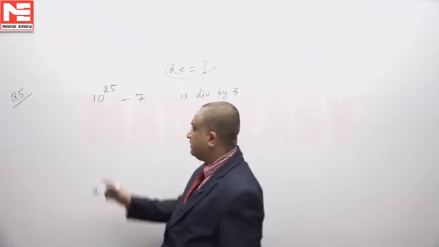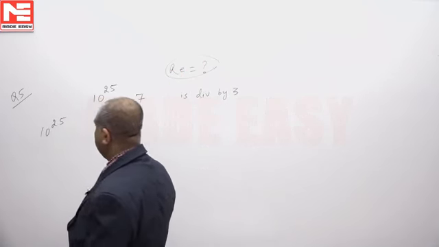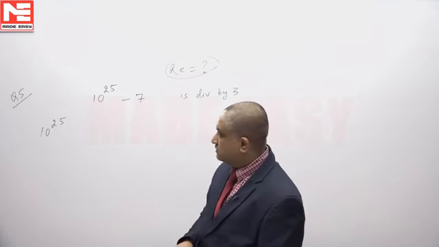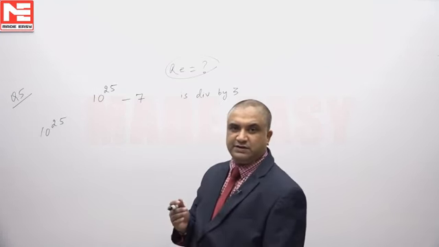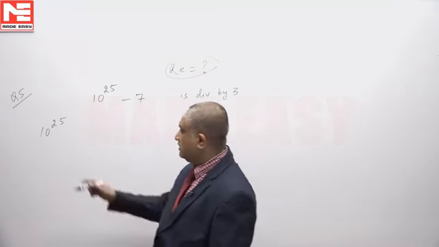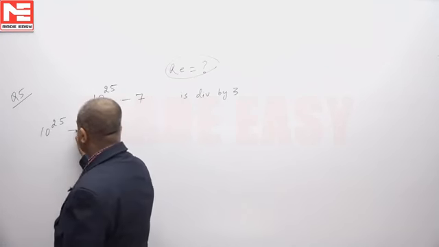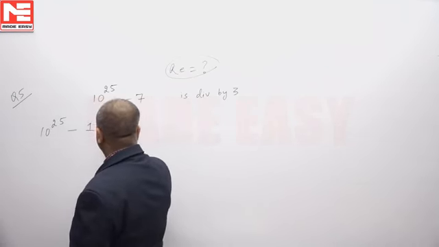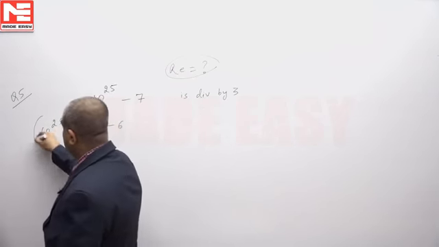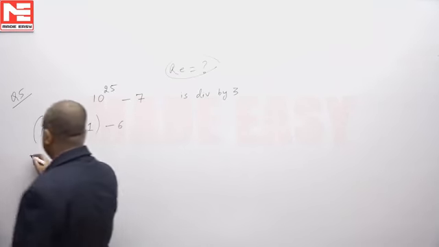We know 10 raised to the power 25 is 1 followed by 25 zeros. As 10 is 1 followed by a single zero, 10 squared is 1 followed by double zero, so 10 raised to the power 25 will be 1 followed by 25 zeros. If I write 7 as 1 plus 6, I am writing 10 raised to the power 25 minus 1 minus 6.